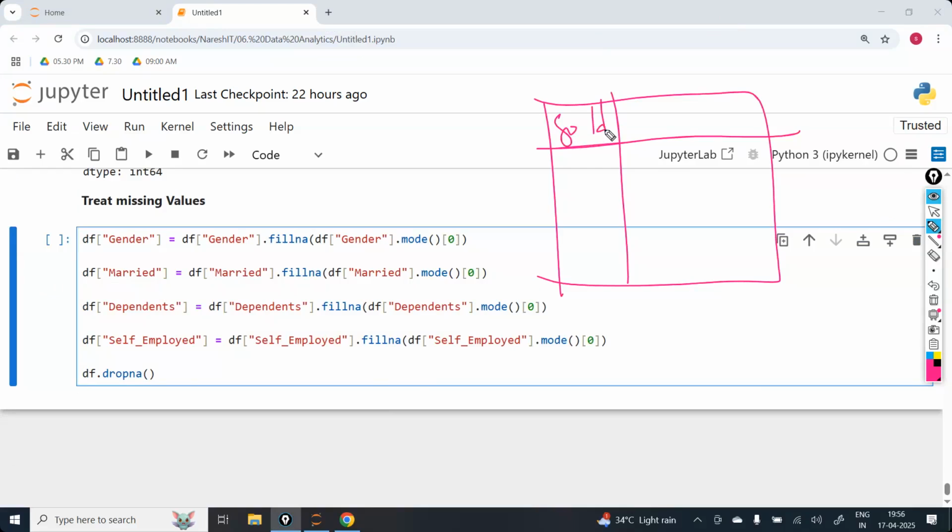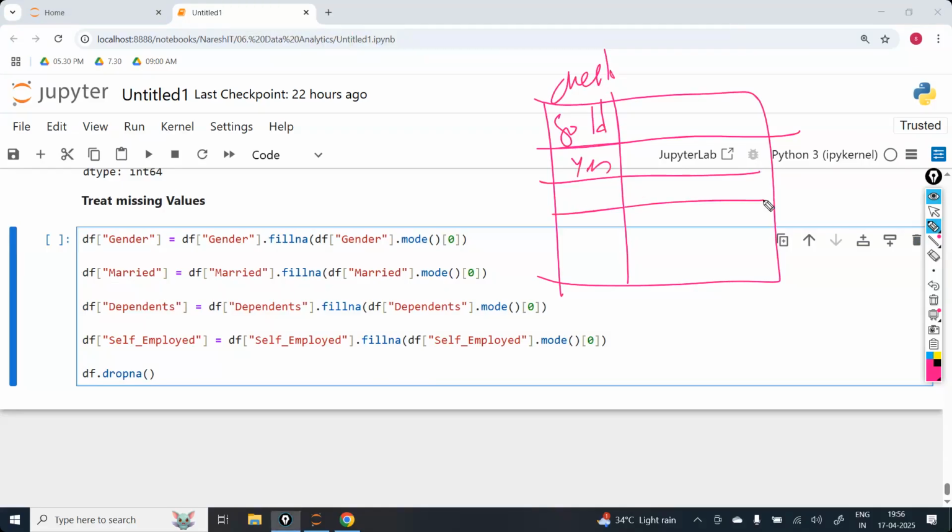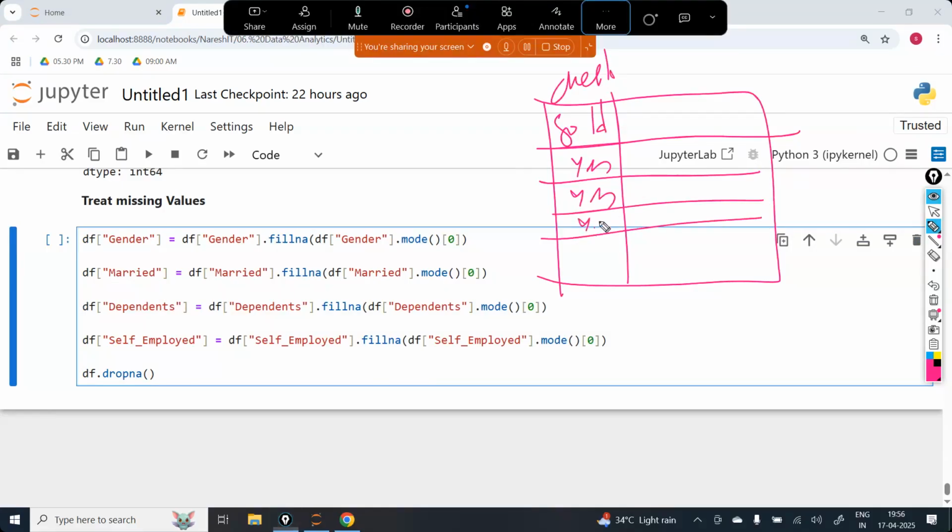Now here, gold check is the column name. First person, they have done the check. Second person, check. Third person, check. Fourth person, no. Fifth person, none. Like this it is there.